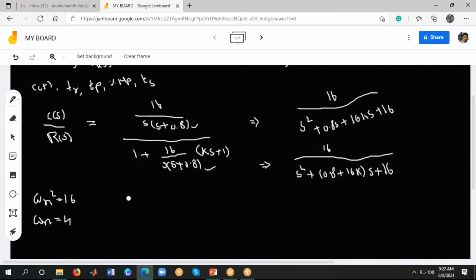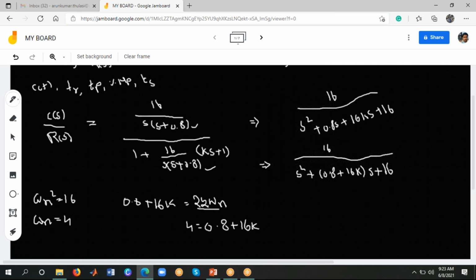Next, take the s term: 0.8 plus 16k is equal to 2 zeta omega n. Already we have the zeta value and omega n value, right? So what you'll get is 2 into 0.5 into 4. So its value is 4. So 4 is equal to 0.8 plus 16k.